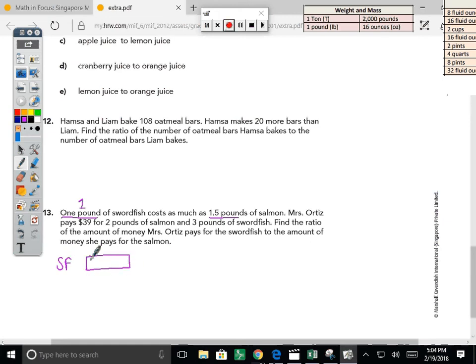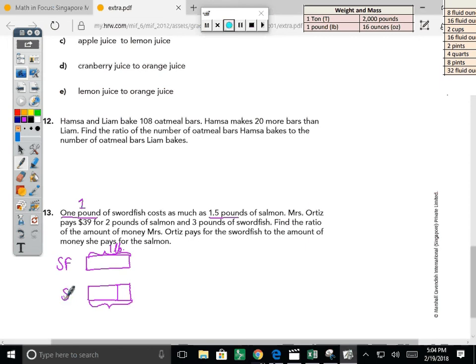Might label this right here, maybe call it 1 pound. LB is my abbreviation. Next I need 1.5 pounds of salmon. Remember the cost is exactly the same. So it's kind of like saying 1 whole and 1/2 more. This would be 1.5 pounds of salmon.